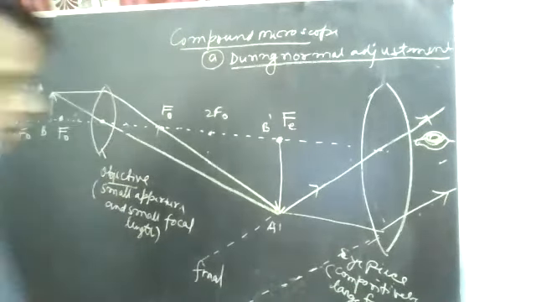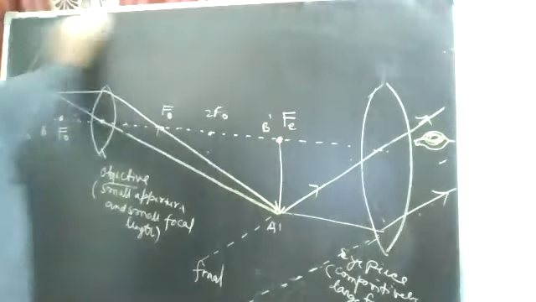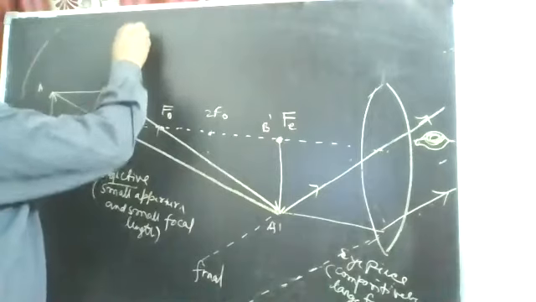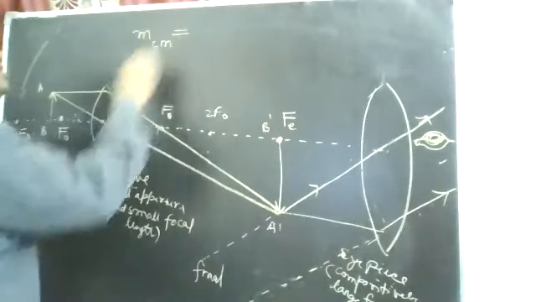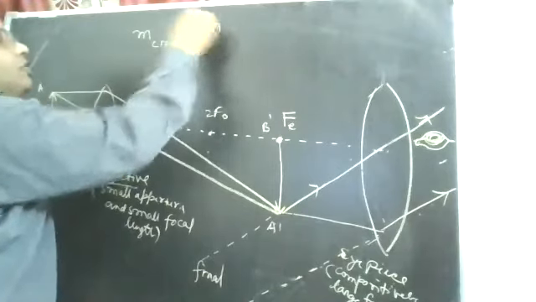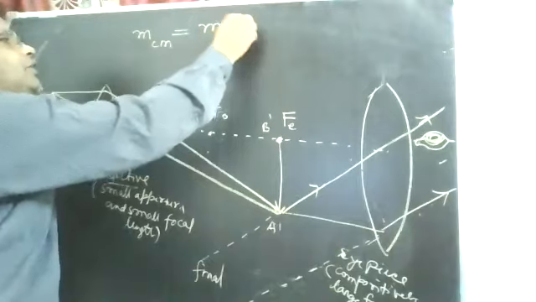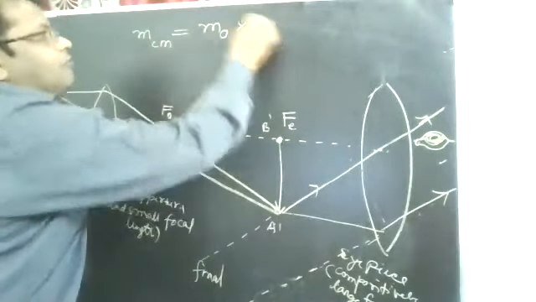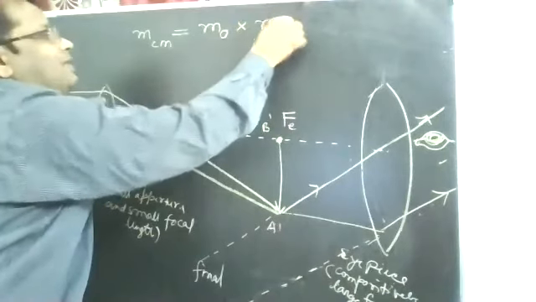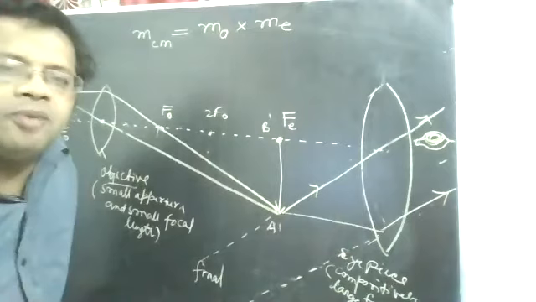The total magnification produced by these two lenses will be the total magnification produced by the compound microscope. This will be the product of the magnification produced by the objective lens, multiplied by the magnification produced by the eyepiece lens. Now you see here, in a lens, what is the formula for magnification?